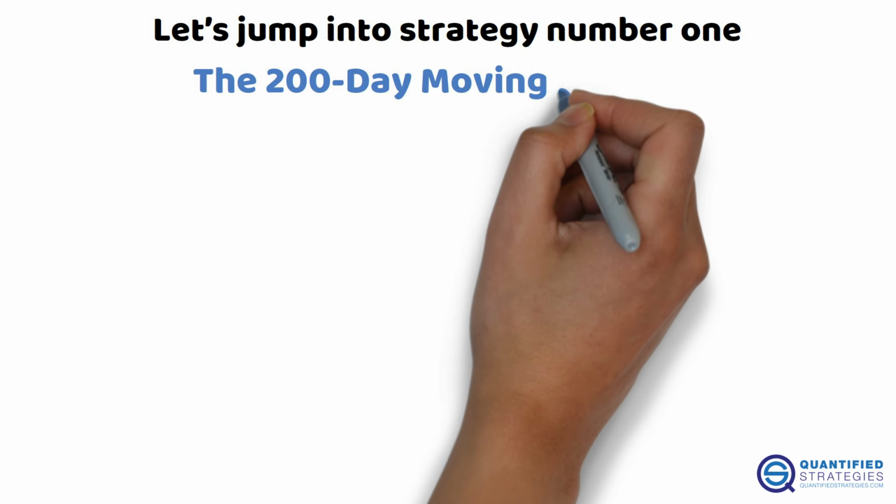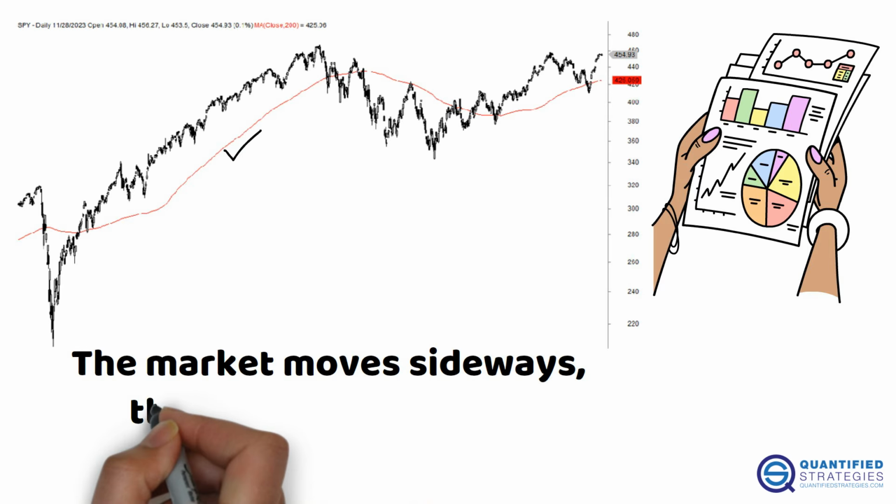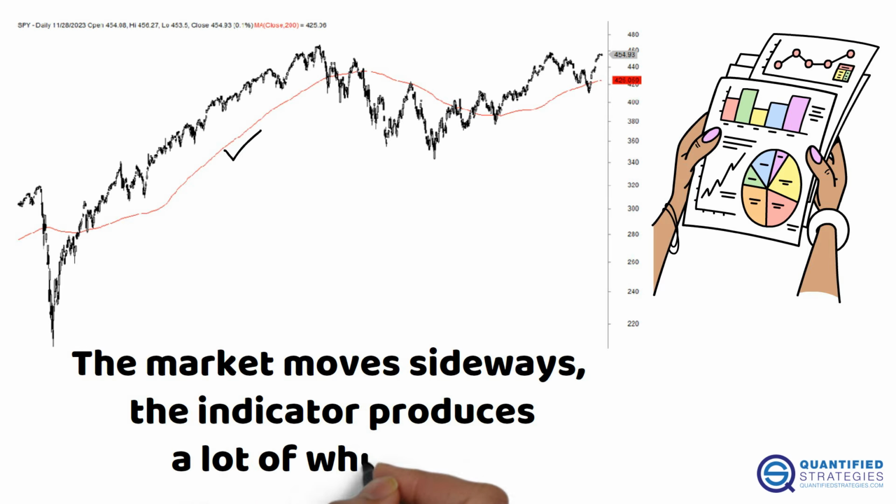The 200-day moving average. The famous investor Paul Tudor Jones once said that the 200-day moving average is the first indicator he looks at. Why is that? First, let's see what it looks like on a chart. The red line represents the 200-day moving average. It lags behind the price since it's based on historical data. One thing to notice is that when the market moves sideways, the indicator produces a lot of whipsaws.